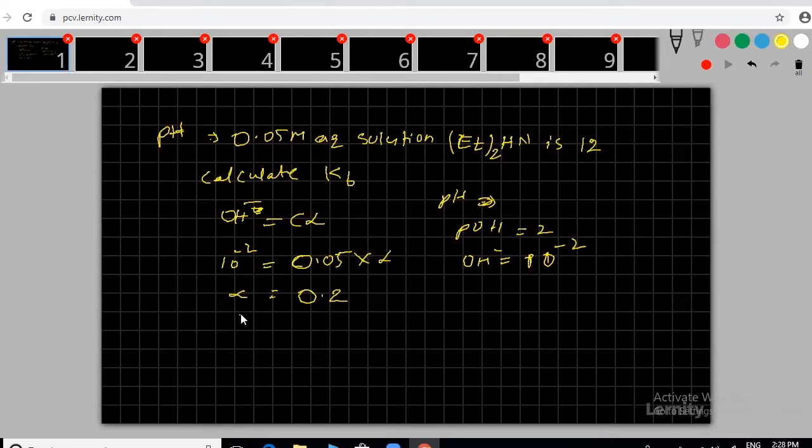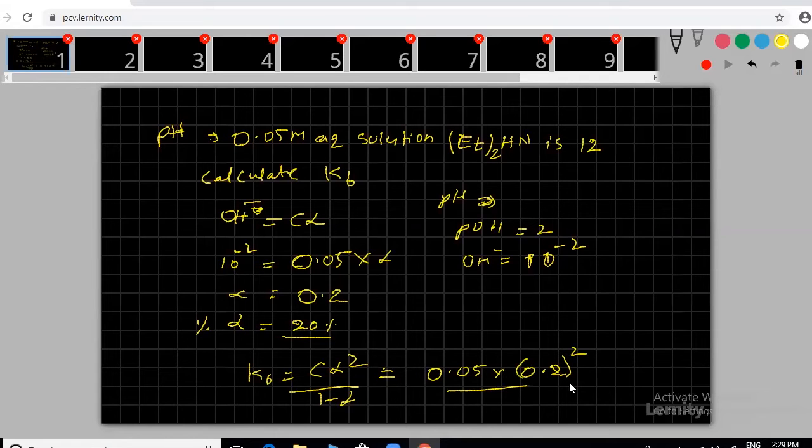Then alpha percentage, how much, sir? You are doing percentage of alpha. 20. So 20% means you can't neglect. Whenever it is less than 5% only, you can neglect. So Kb equals C alpha square by 1 minus alpha. So C they already gave, 0.05, into 0.2 whole square by 1 minus 0.2. So this is your Kb value.